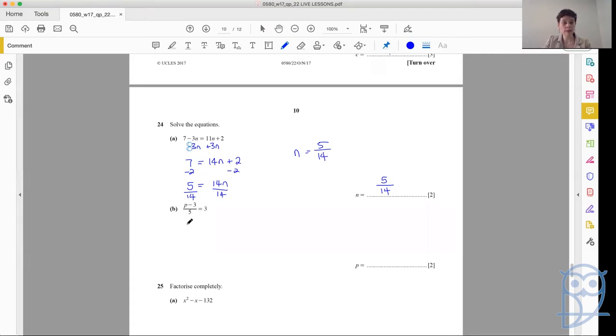Similar story with part B. First thing we want to do is get rid of that fraction. So we're going to multiply through by the LCD. There is only one, so we're going to multiply through by 5. Do the same thing to both sides. On the left-hand side, they cancel beautifully. P minus 3 equals 3 times 5 gives us 15. Then we're going to plus 3 because we want to get rid of that 3. We don't want it with P. So P equals 15 plus 3 is 18. So P equals 18.